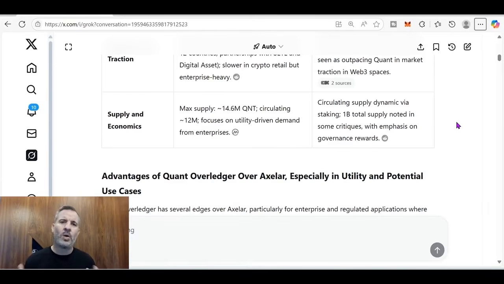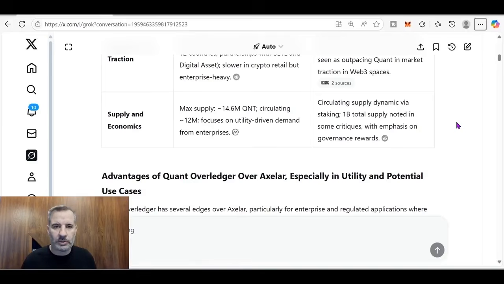Now, even though Quant, in my opinion, is so much bigger than XLR, that doesn't mean XLR might not have a spike or go up in price sooner than Quant, or take off before Quant does. It's just the way it is, right? Sometimes you can have a project that might not be as big as another one, and it just takes off.